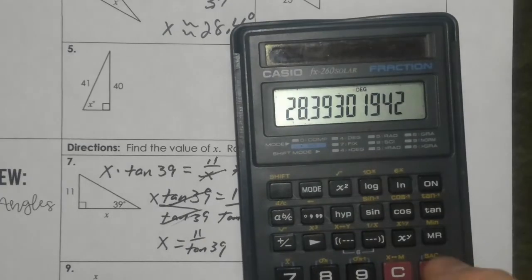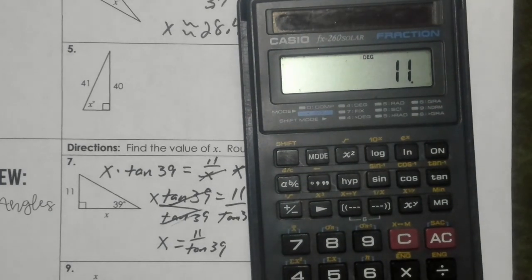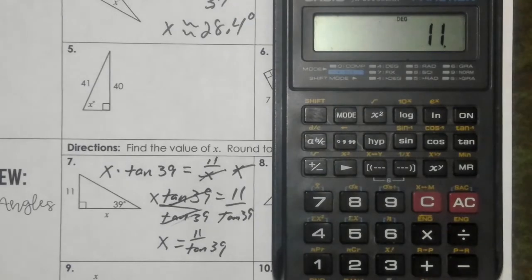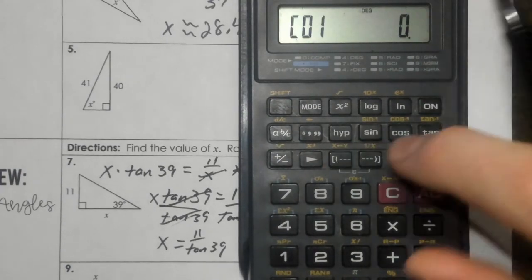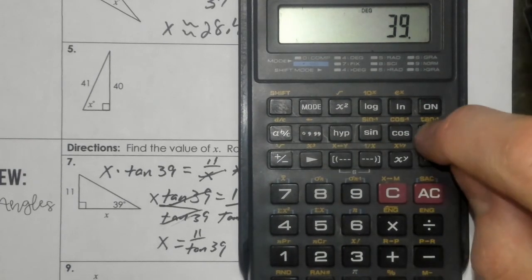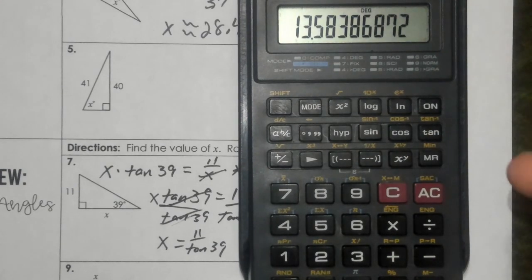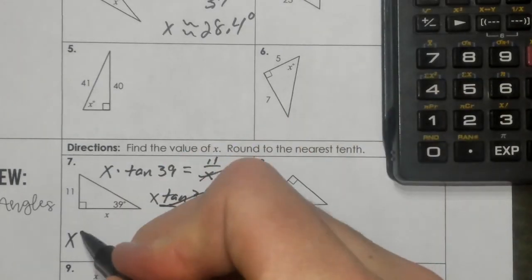I can go to my calculator and type in 11. Now I'm going to use parentheses. It's very important here to put in parentheses because I have more than one thing going in with the tan 39. So 11 divided by parentheses 39 tangent close parentheses equals, and then it'll do that division. Okay, and I get about 13.6. X is approximately 13.6.